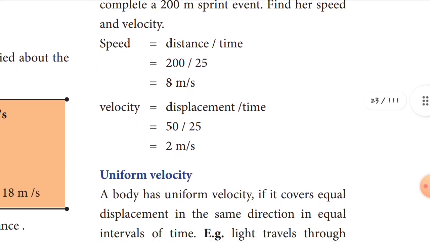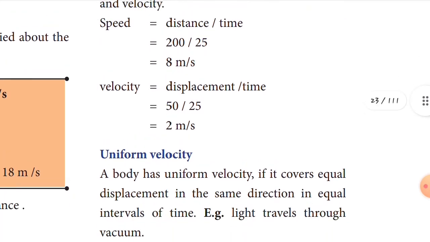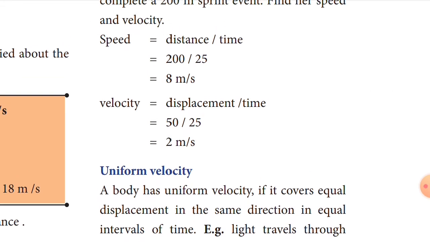And next, write the velocity, the same. Displacement by time. Here the velocity values are already given. Displacement 50. Time is the same for both, here also 25 seconds. So 50 by 25, how much? Divide by 25, both of them cancel. This is 1 time, this is 2 times. So 2 meter by second.